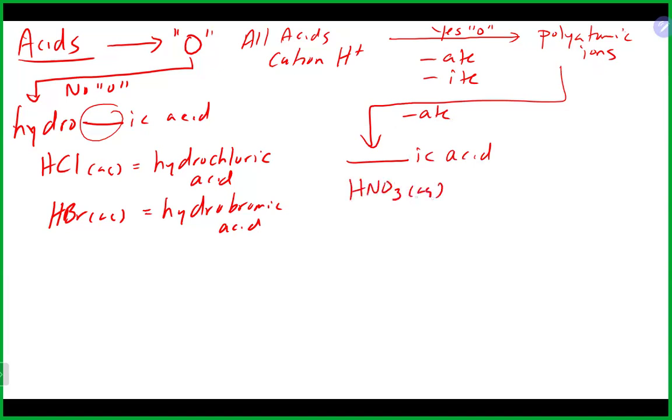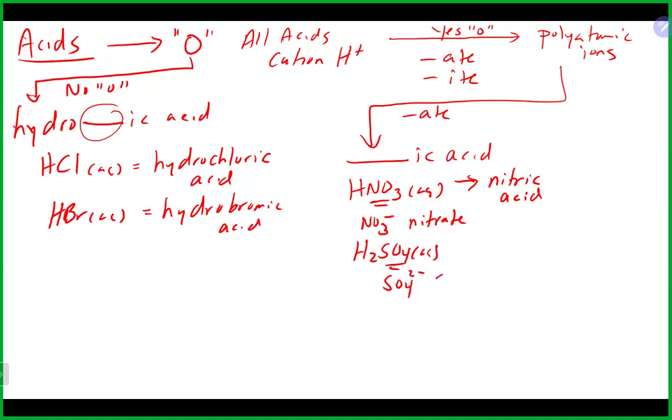HNO3. NO3 is NO3-, which is nitrate. That means my acid name here is nitric acid. H2SO4. SO4 is SO4 2-, which is sulfate. That's also why there are two hydrogens here, to balance out the charge like a normal ionic compound. And this would be sulfuric acid. If you ate too much, you feel icky. That's a good way to remember that, I suppose.